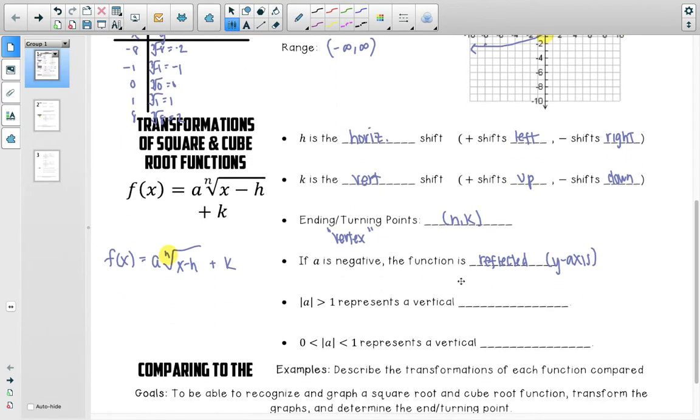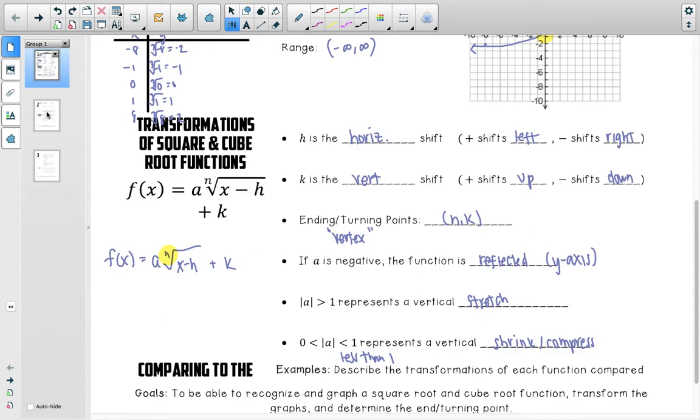And if a is greater than 1, it's going to vertically stretch it. And if it's less than 1, so just write less than 1, it's going to vertically shrink it or compress it. Wow, I totally butchered that. And these are things we've talked about this school year, so it's not anything new. It's just we haven't done it in a while, and I imagine we forget how to do it.